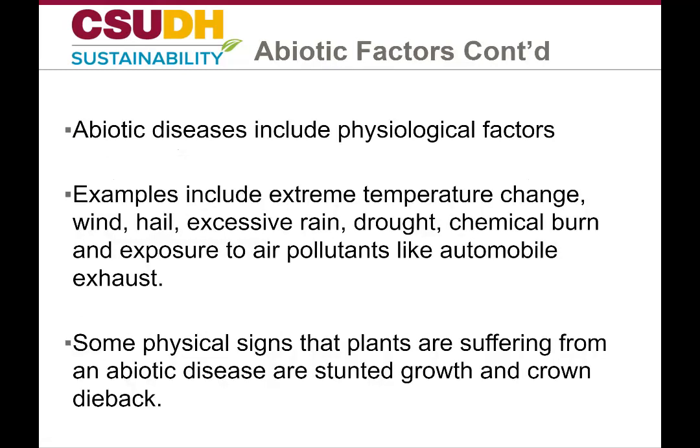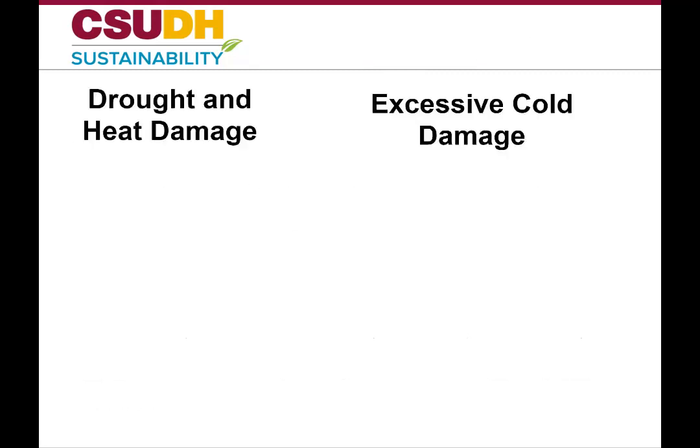So some of these abiotic diseases can include physiological factors. So examples include reactions to extreme temperature change, wind, hail, excessive rain, drought, chemical burn, exposure to air pollutants like automobile exhaust, and then some physical signs that plants are suffering from an abiotic disease are stunted growth and general crown dieback. So they're just not doing well as a whole.